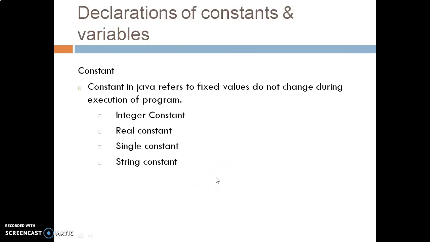Declaration of constants and variables. When I am talking about constants, I am talking about fixed values which are not going to change during the execution of a program. That also we are using in the program. There are a few types of constant: integer constant, real constant, single character constant and string constant.